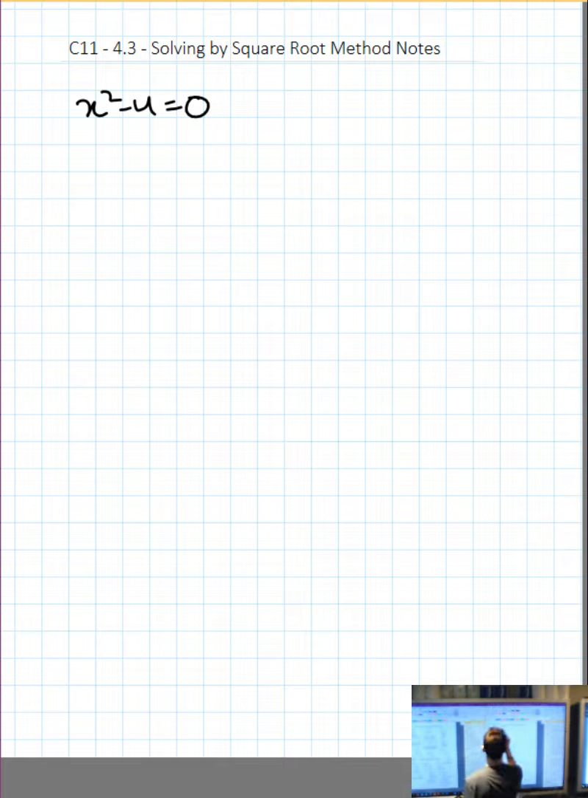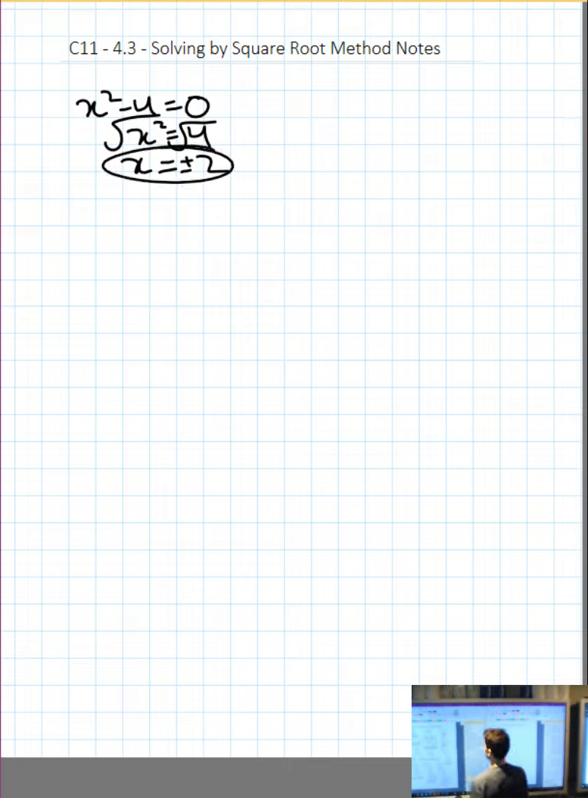But let's just add 4 to both sides. So x squared equals 4. Then we can square root both sides. Square root, x equals, the square root of 4 is plus or minus 2. And that's our answer.